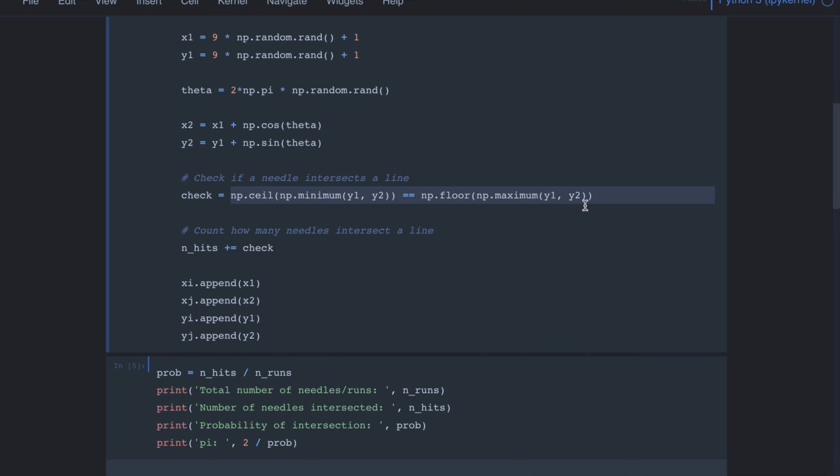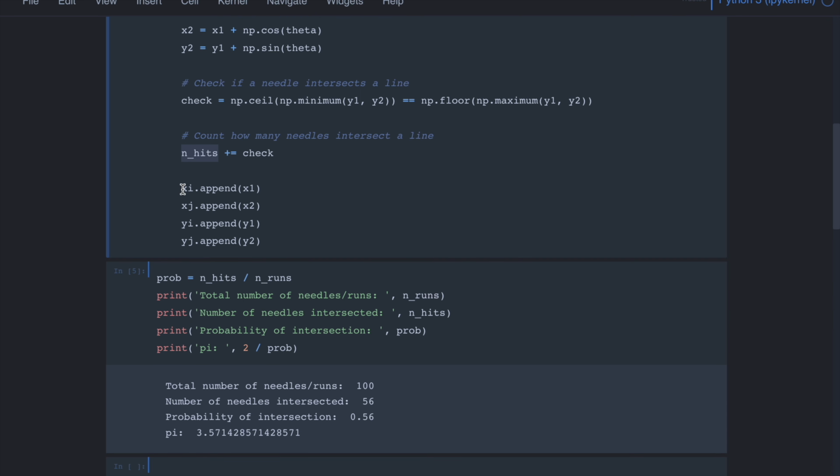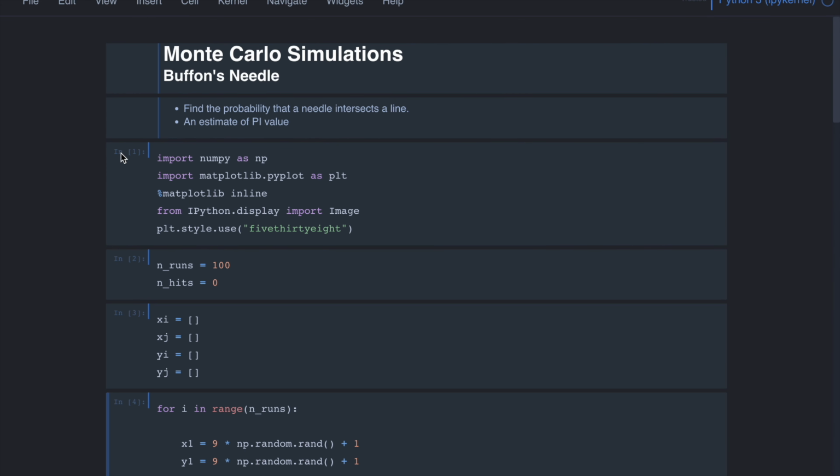Now if the result is the same, that means it's intersecting, which is a hit. So here we are increasing the hit by 1. The check will have a value of either 0 or 1. If these two are equal, it will be 1; if these two are not equal, it will be 0. So if they are equal, that means the needle intersects with the lines, and we increase the number of hits by 1. Finally, we are saving the needle coordinates in these lists so that we can plot them at the end.